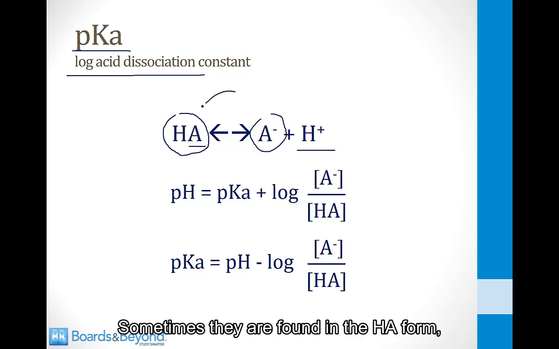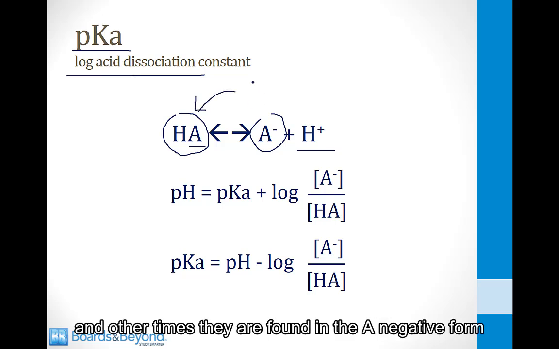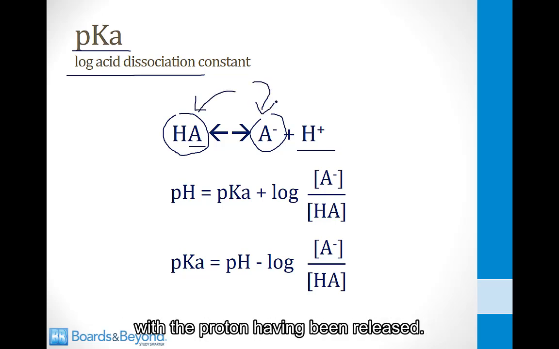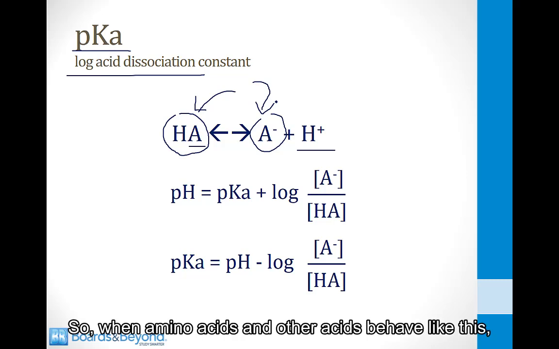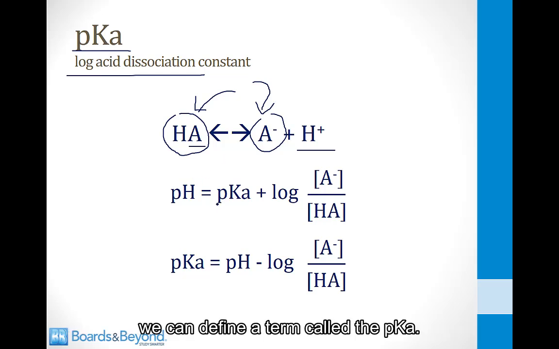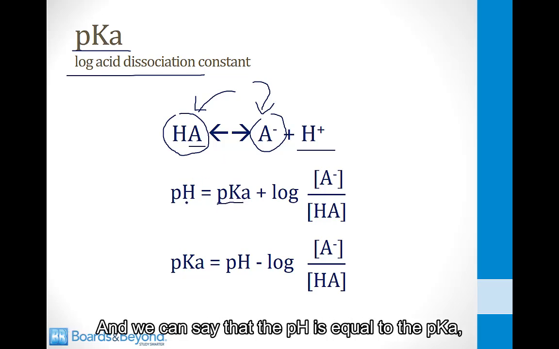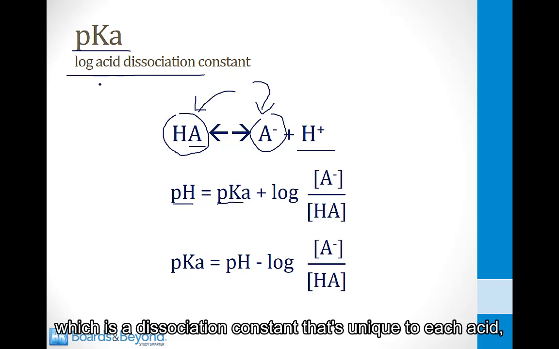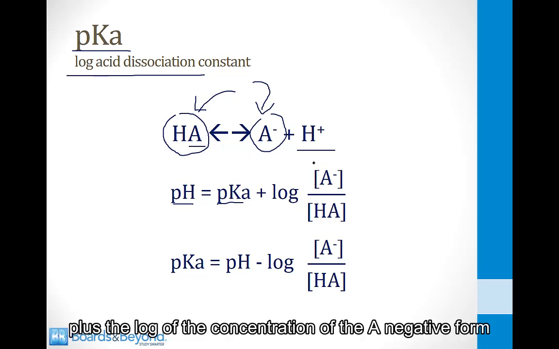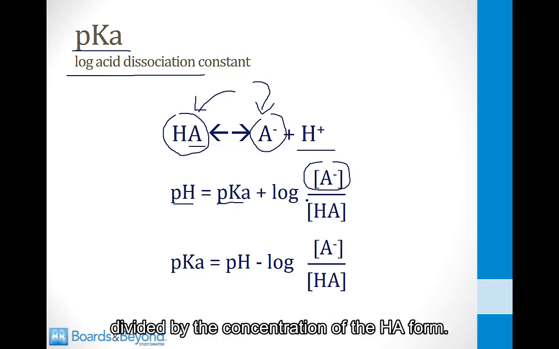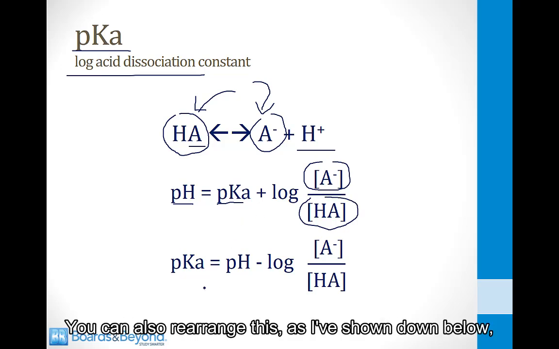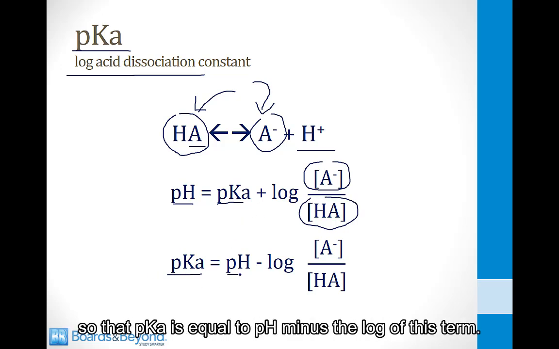Sometimes they are found in the HA form, and other times they are found in the A negative form with the proton having been released. So when amino acids and other acids behave like this, we can define a term called the pKa. And we can say that the pH is equal to the pKa, which is a dissociation constant that's unique to each acid, plus the log of the concentration of the A negative form divided by the concentration of the HA form. You can also rearrange this as I've shown down below so that pKa is equal to pH minus the log of this term.